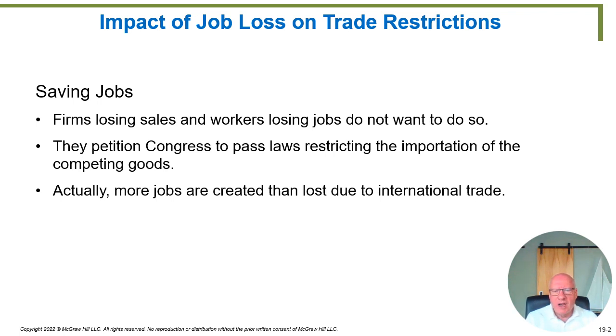One of the arguments for having trade restrictions is if you can choke off the imports, and I'll give an example. Let's assume we put a major restriction on the importation of Toyotas and Hondas and Nissans into the US. One of the purposes of doing so would be to make more jobs available for Ford, Chrysler, and General Motors workers. So saving jobs will be the issue we deal with on this particular slide.